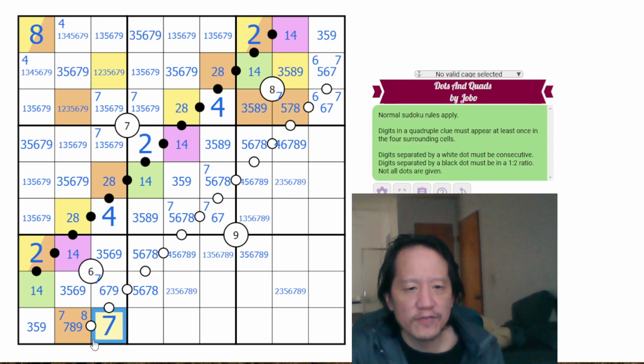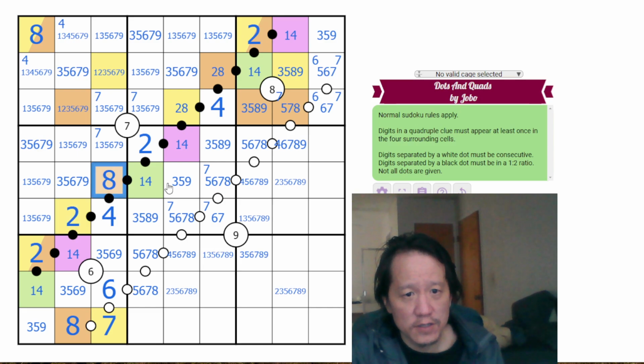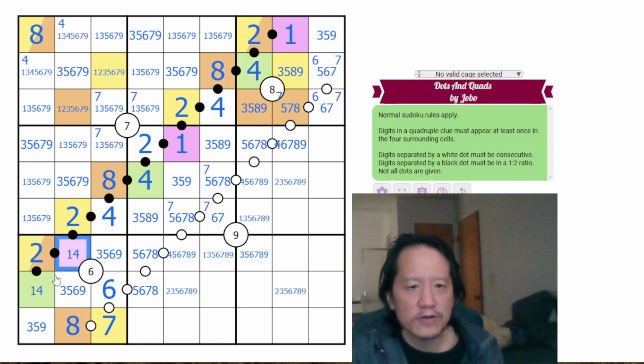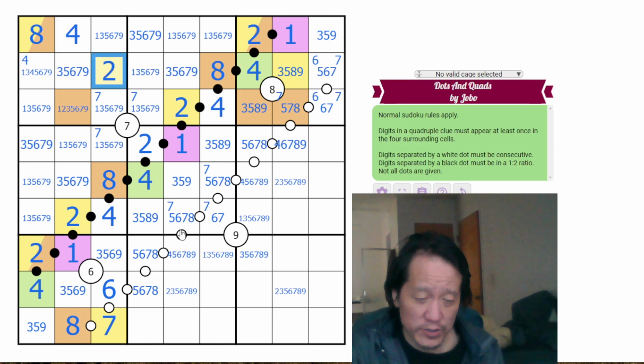If this is 7, this has to be 8, so this is 6. And therefore, this is 2. This is 8, so this has to be 4. This is 1, this is 2. This is 8, 4, 1. And therefore, this would be 1, this would be 4. This can't be 4, so this is the 4. This would have to be 2.